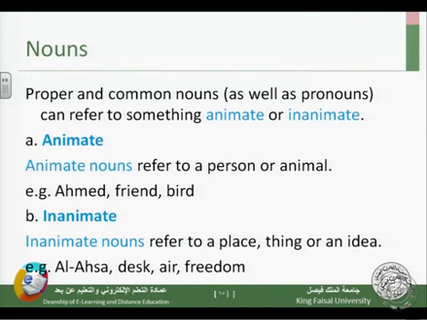The other distinction is inanimate. Inanimate nouns refer to a place, thing, or an idea. So we have Al-Ahsa, which refers to a place; desk, which refers to a thing; air, a thing as well; and freedom, which refers to an idea. And these are all inanimate.